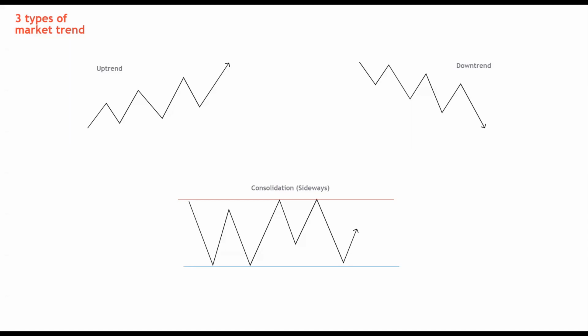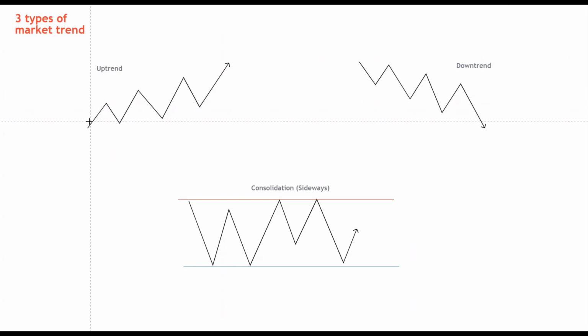In an uptrend, one of the currencies is appreciating in value, and in a downtrend, one of the currencies is depreciating in value. In consolidation, there's no real change in the inherent value of the currency, and the market is simply just trying to figure out what it wants to do next. I mentioned higher lows and higher highs, lower highs and lower lows.